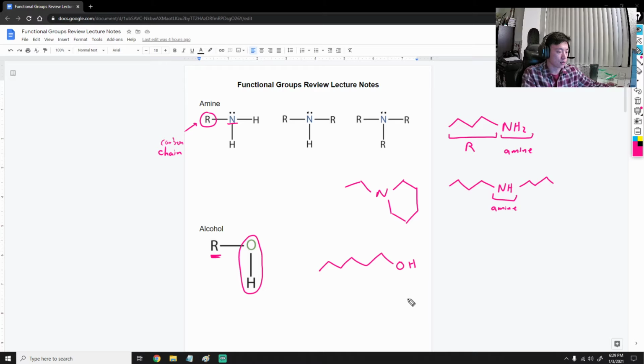Now, just a heads up, sometimes it will be drawn like this, where you have a carbon chain, and you have an O with a single bond to an H. This is basically the same thing as this. The top way is, I guess, the faster way to do it without drawing that single bond, but regardless, both of these are going to be alcohol groups.